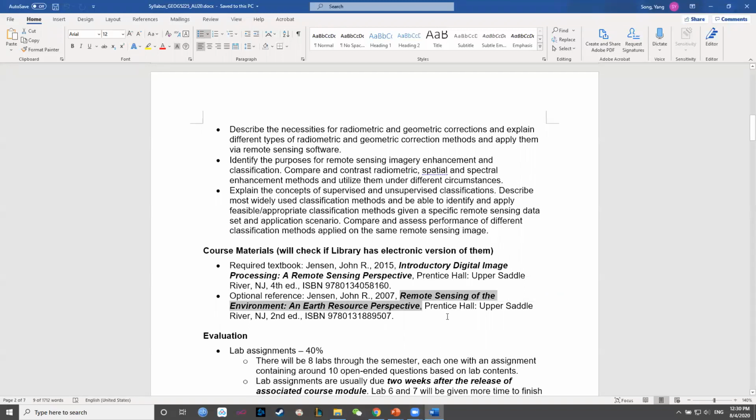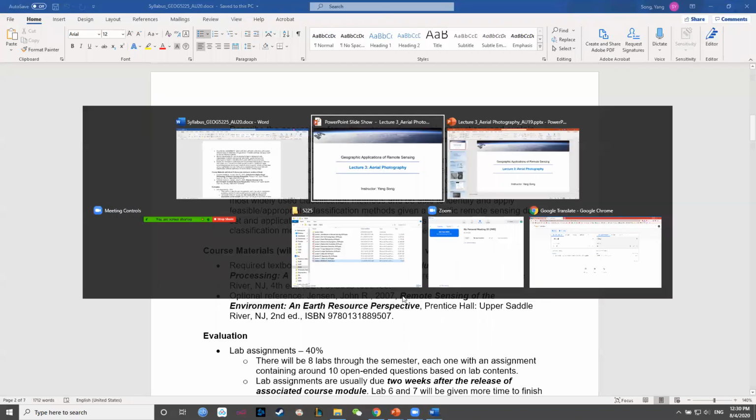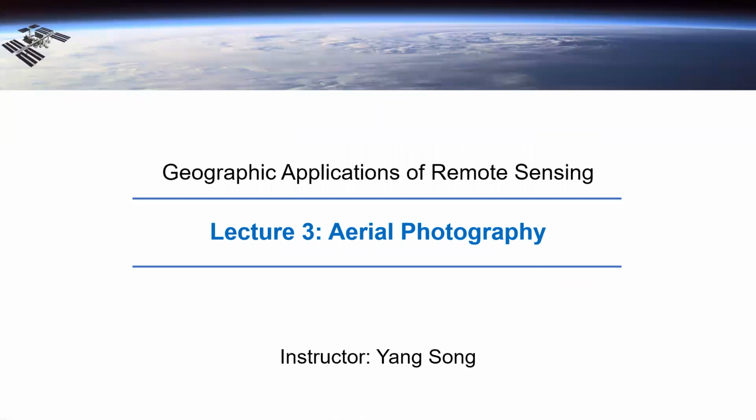If you do not have this book, it's okay. The knowledge contained in the lecture is good enough to meet the requirement of this class and the exam, okay? So if you have the book, good. If you don't have it, it's okay. As long as you finish this lecture, you will be good enough, okay? Okay, let's get back here.